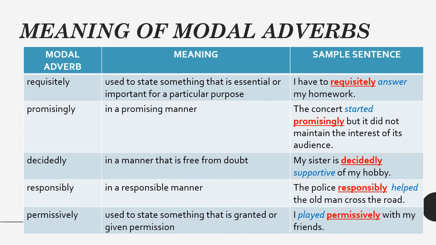So this time, our word requisitely, the modal adverb, points to answer, which is a verb. Seven, promisingly, meaning in a promising manner. What is the modal noun of promisingly? Of course, we have the modal noun promise. Sample sentence: the concert started promisingly, but it did not maintain the interest of its audience. So the modal adverb promisingly gives information to the verb started in this sentence.